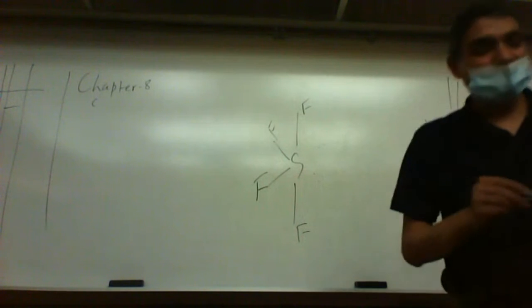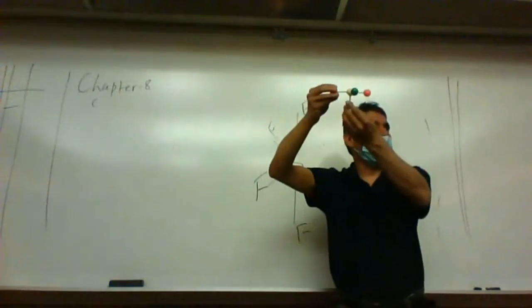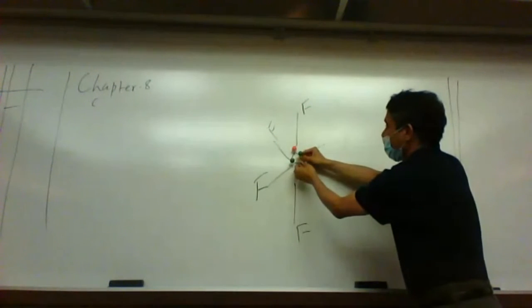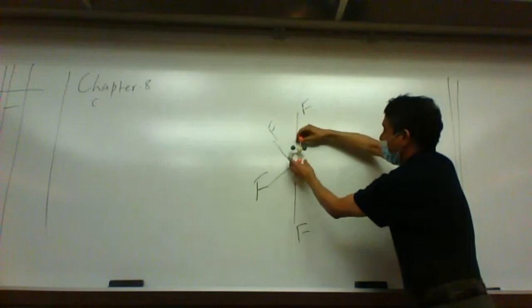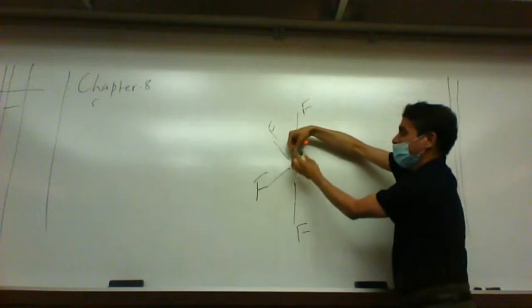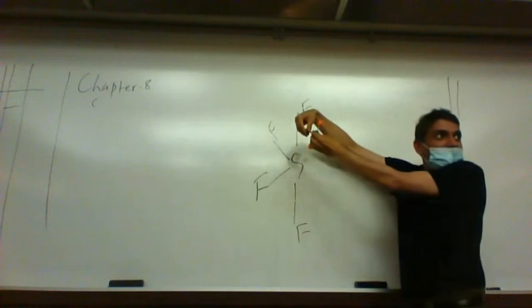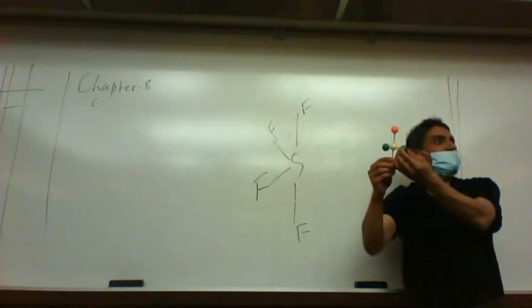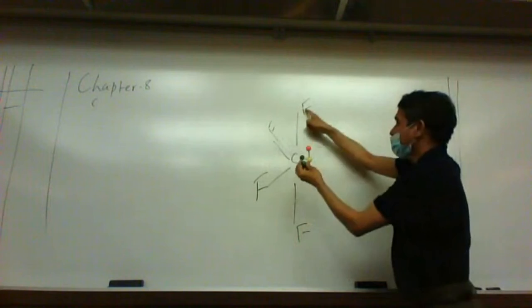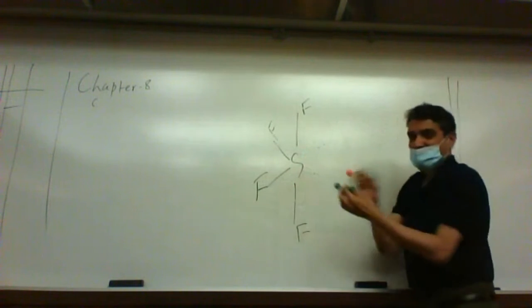So how does it look? If you look at this structure, it looks like a seesaw. Probably you already played on a seesaw when you were a kid, right? So this is S, and then this fluorine is going like this, this fluorine is going down like this, and this is one fluorine, this is another fluorine. Makes sense? Although I didn't have the same color material here, so I put the green here. So this is F, this is F, this is F, and I'm not showing the two electron domains here.